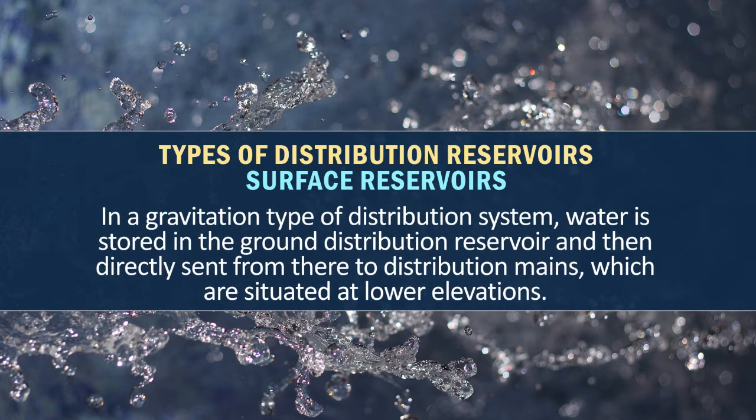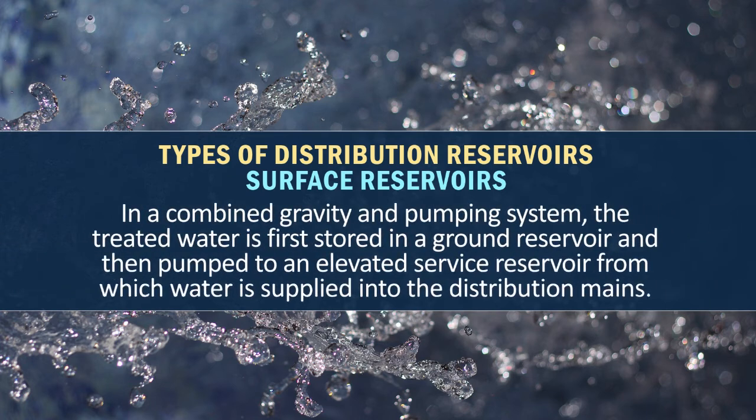In a gravitation type of distribution system, water is stored in the ground distribution reservoir and then directly sent from there to distribution mains, which are situated at lower elevation. In a combined gravity and pumping system, the treated water is first stored in a ground reservoir and then pumped to an elevated surface reservoir from which water is supplied into the distribution mains.